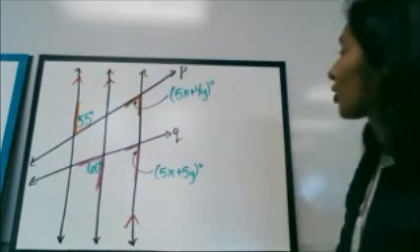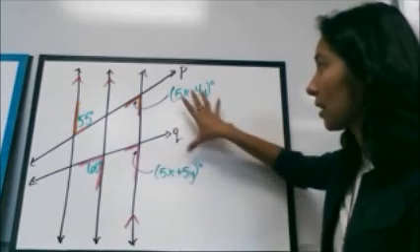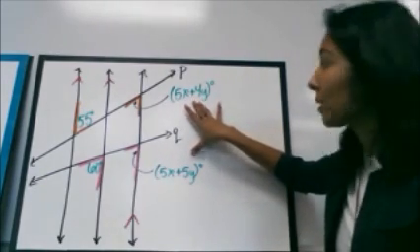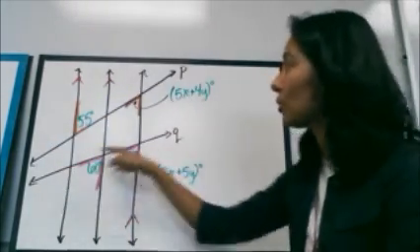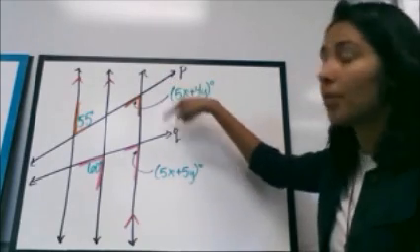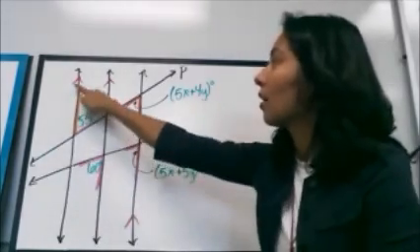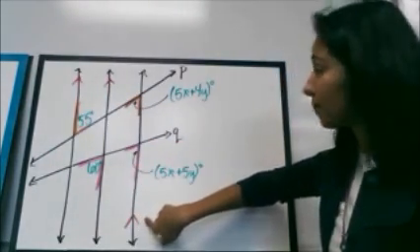Okay. So some of you might have thought that this angle here and this angle here I can set equal to each other. That's not going to work because these two lines, line P and Q, are not marked with the little red arrows, so we don't know that they're parallel. These three lines here are marked with the red arrow, so all three of those are parallel.